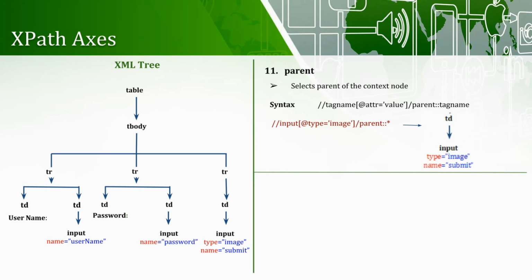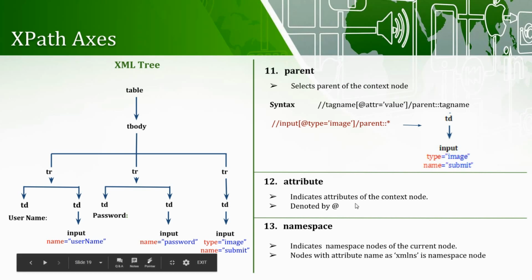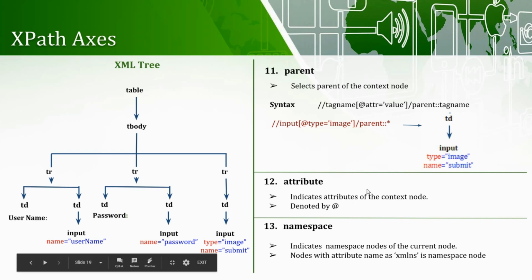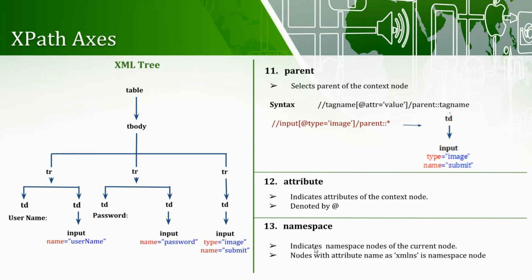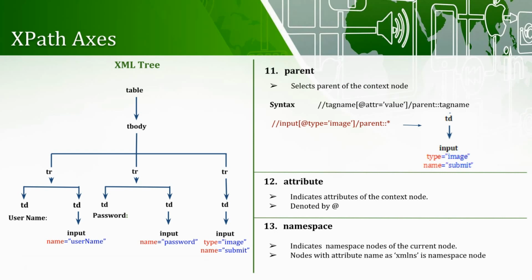Till now we have seen 11 XPath axes. The remaining 2 axes are attribute and namespace. Attribute indicates attributes of the context node, which are denoted by the @ symbol. We have been using this attribute in every XPath expression. Now comes the namespace axis. It will select the namespace node. Nodes having the attribute as xmlns are the namespace nodes. So using the namespace axis, we can select namespace nodes.